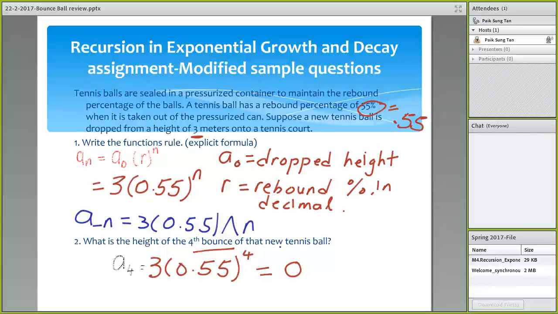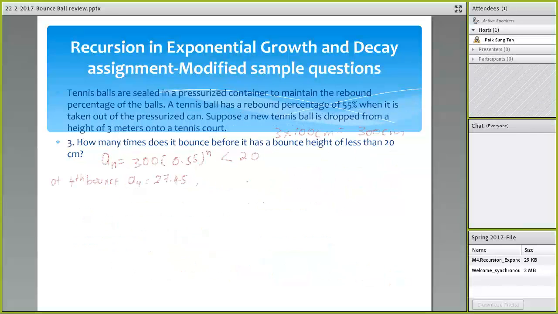Make sure you know how to use exponent. Remember PEMDAS, you always have to do the exponent first before you do the multiplication. So 0.55 raised to the fourth power. So this is 0.2745 meter, because the original measurement is in meter, so your answer is also in meter.